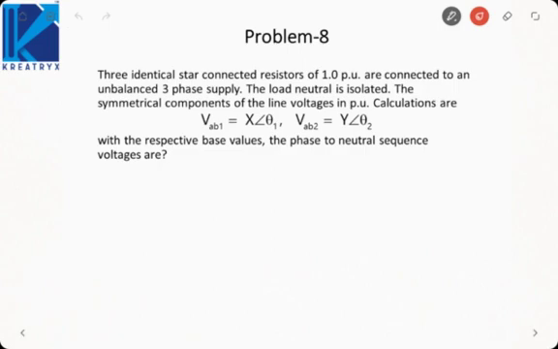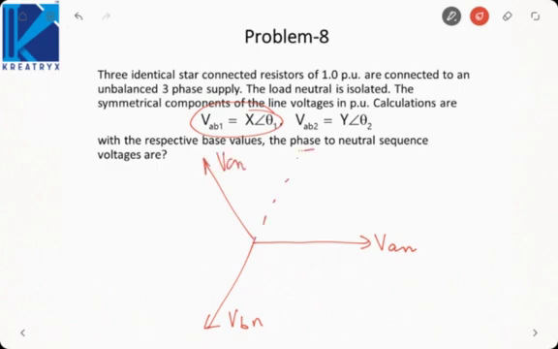In our last problem of this lecture, it is saying three identical star connected resistors of 1 pu are connected to an unbalanced three-phase supply. The load neutral is isolated. Symmetrical components of line voltage are given. We need to find the components of phase to neutral sequence voltage. First of all, let us talk about positive sequence. In positive sequence, what happens? VAN, VBN, VCN. Now if you determine VAB, it will be VAN minus VBN.